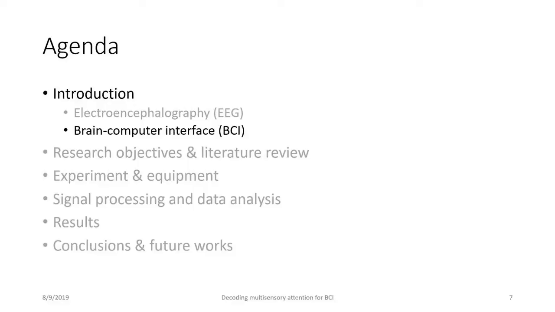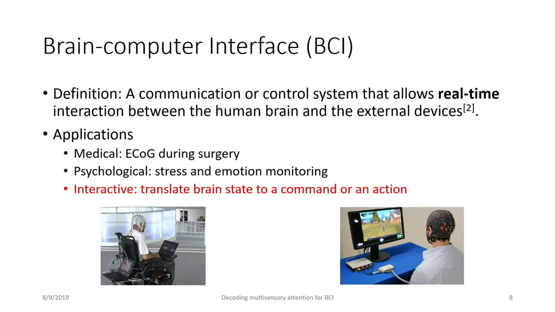So how is that related to BCI? Brain-computer interface, by definition, is a communication or control system that allows real-time interaction between our brain and any device we have. So here the keyword is real-time, which means we have to operate on a single trial level instead of collecting multiple trials and taking the average.